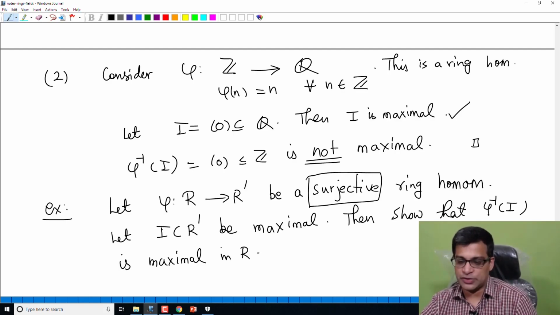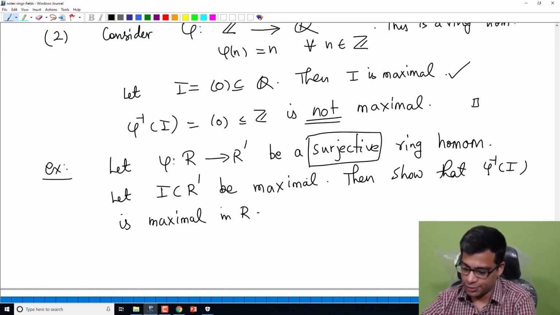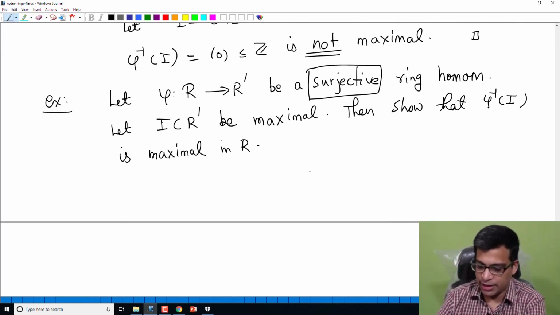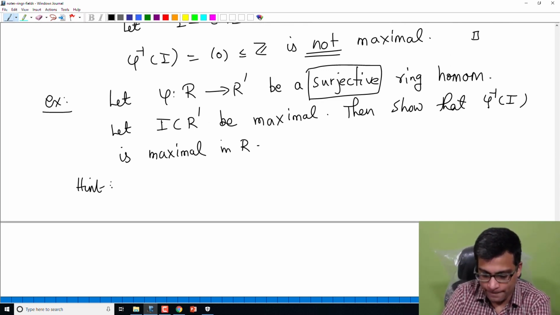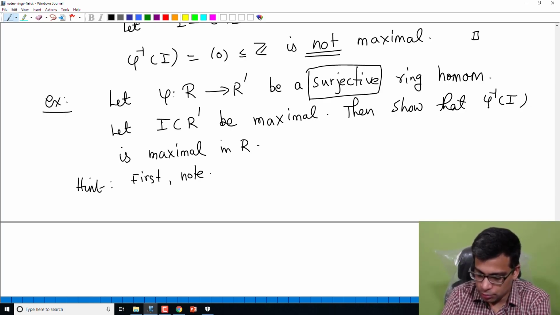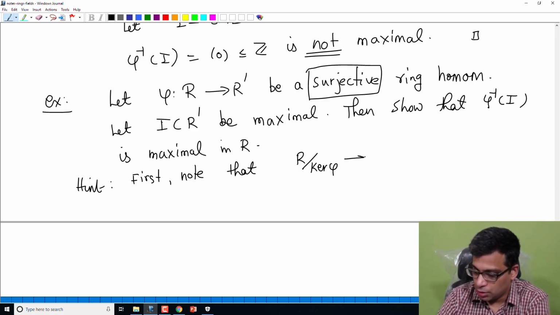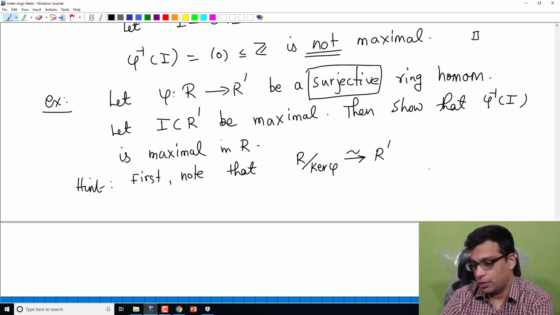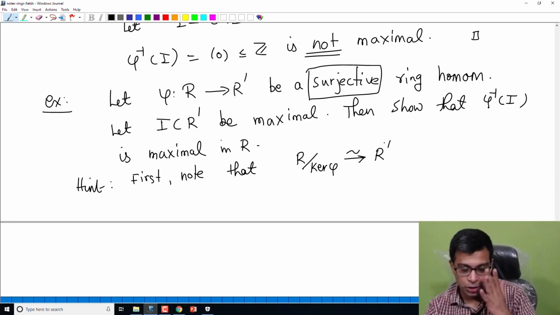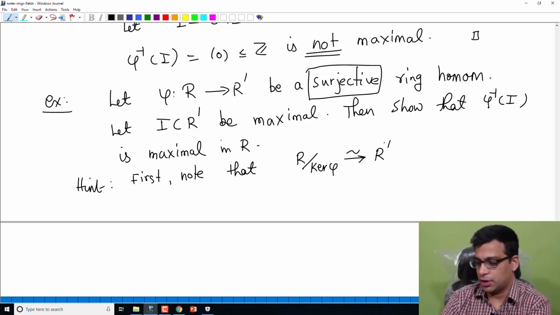Of course, the example from Z to Q is not surjective. There are lots of elements in rational numbers which are not in the image. Any rational number that's not an integer is not in the image. So why is this true? This exercise, the hint is actually just to use two facts. First, note that R mod kernel phi is isomorphic to R prime, right? Because it's a surjective map, and the first isomorphism theorem says that R mod the kernel is isomorphic to R prime.